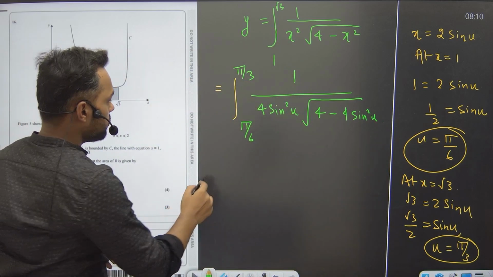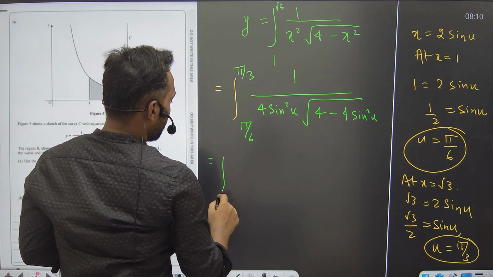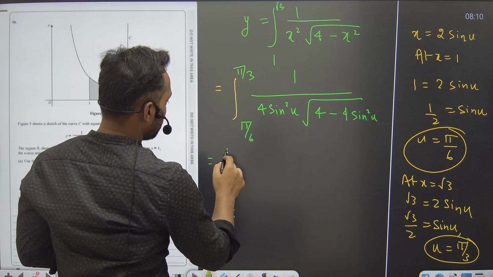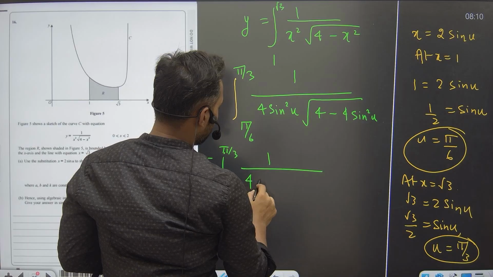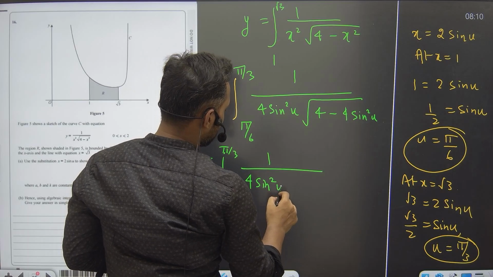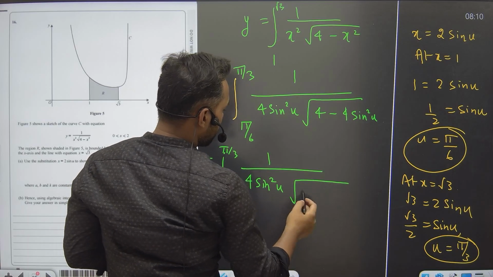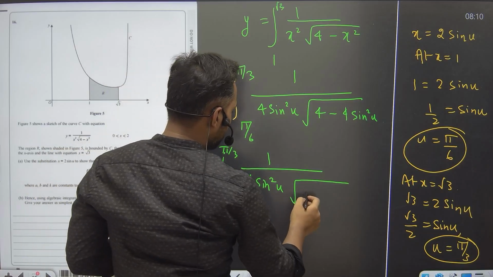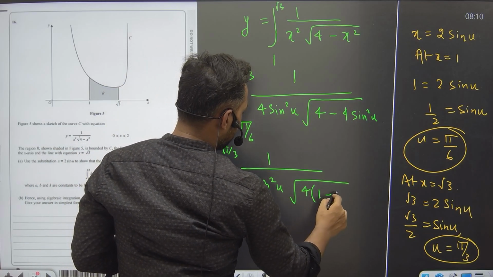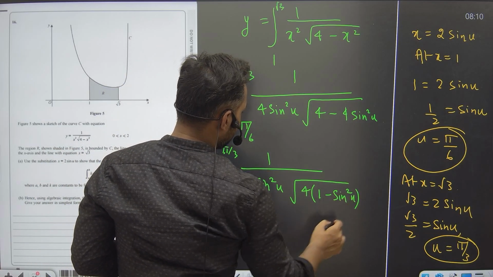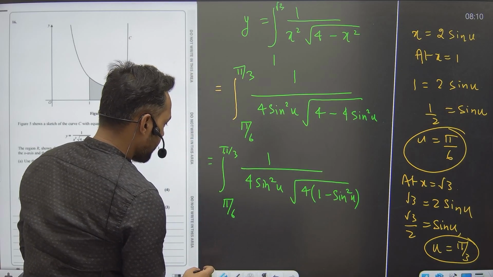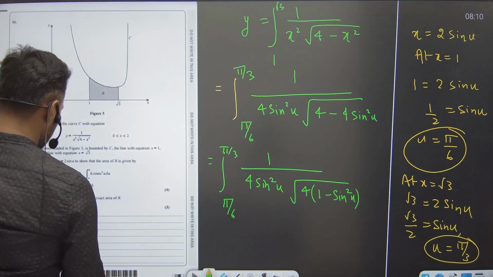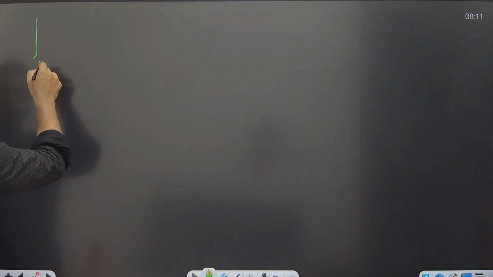Okay, so this will be equal to the integration from pi by 6 to pi by 3 of 1 by 4 sine square u. In the bracket part, students, if we take 4 as a common factor, we get 4 times the bracket of 1 minus sine square u. This part will be equal to cos square u. I'll add one more sheet, students.